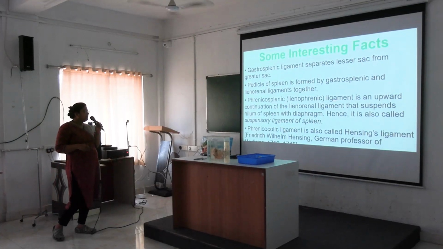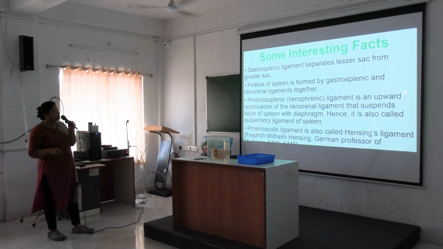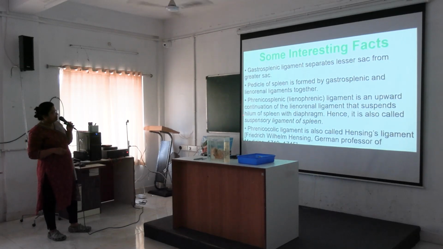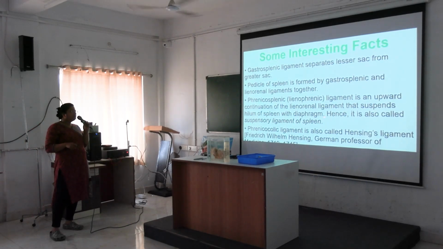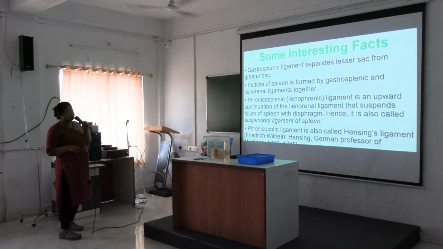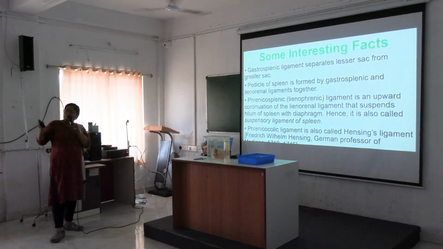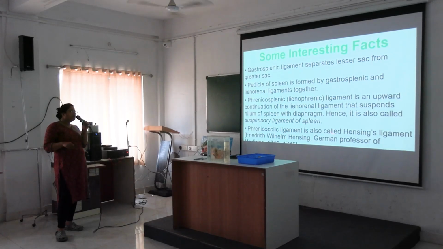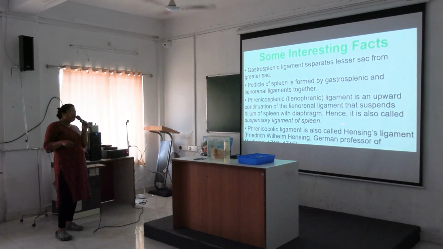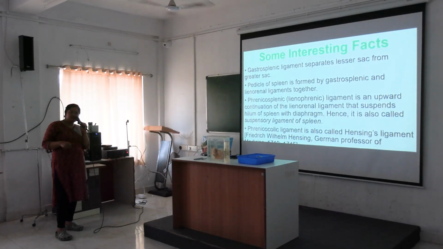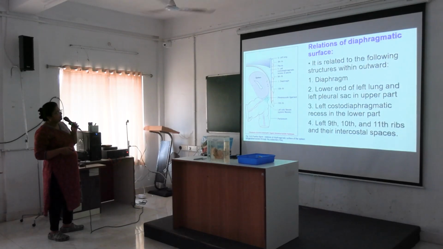Phrenicosplenic or lienophrenic ligament is an upward continuation of the lienorenal ligament that suspends the hilum of the spleen with the diaphragm. Hence, it is also called the suspensory ligament of the spleen. It suspends the spleen from the diaphragm. And the phrenicocolic ligament is also called Hensing's ligament, named after the German scientist.